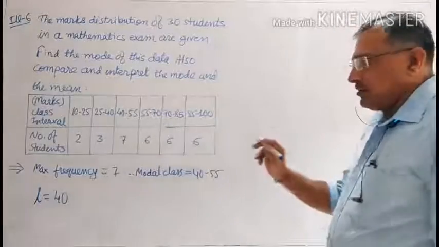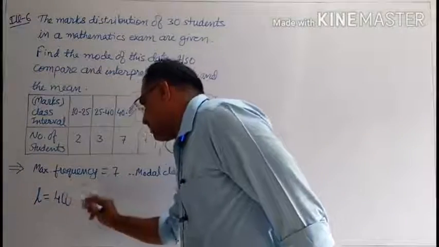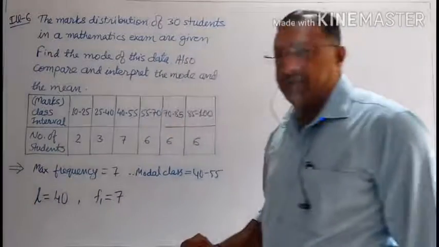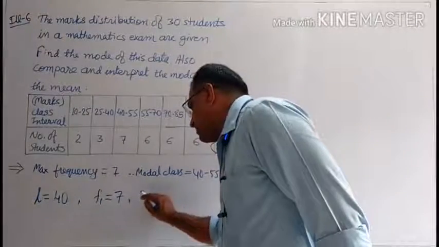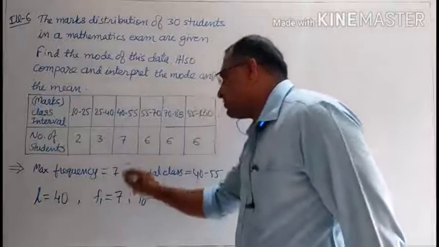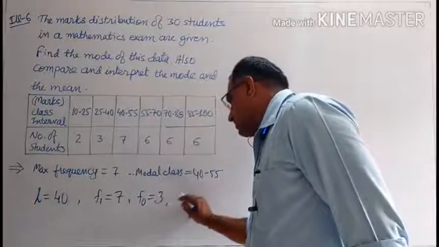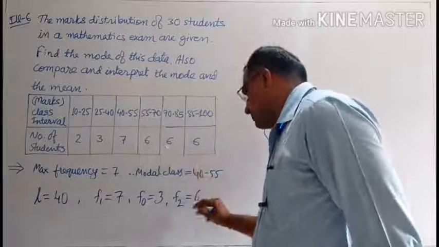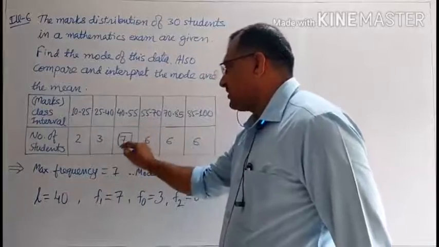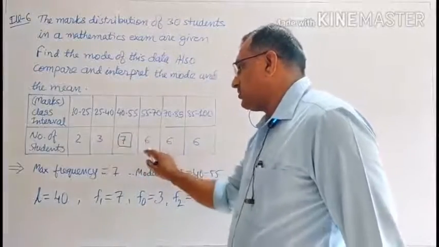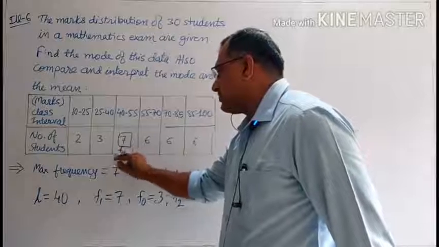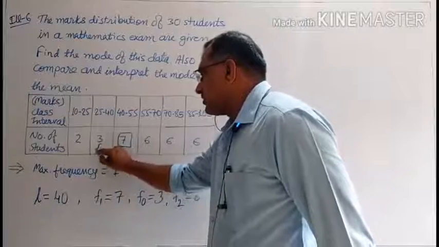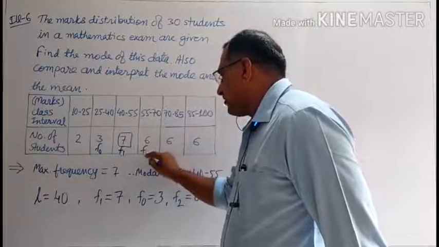After writing the lower limit, we have to go for the frequency. The frequency of this class, that is F1, is 7, and then F0, that is the frequency of the class previous to this class, is 3, and the frequency of the class next to this class, that is F2, is 6. So this is the modal class frequency, F1. This is F0 and this is F2.